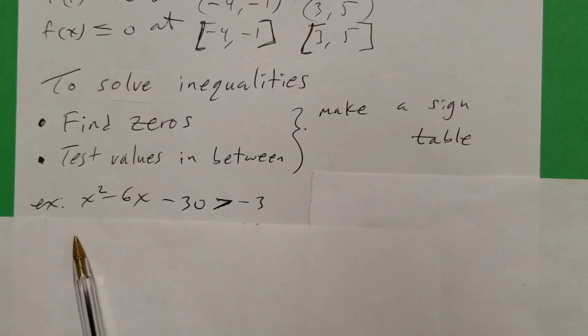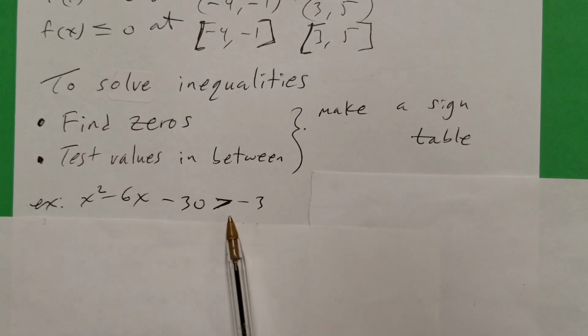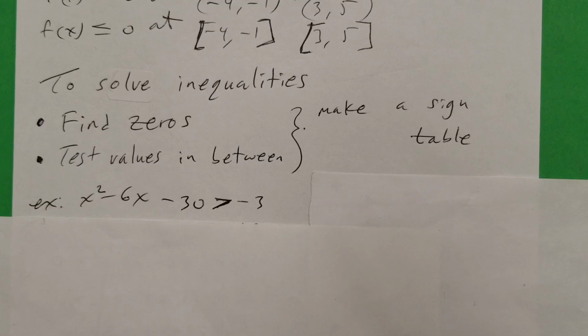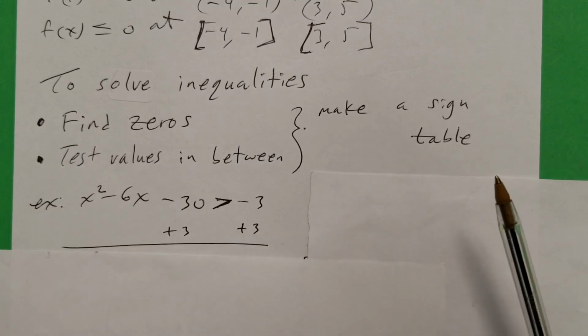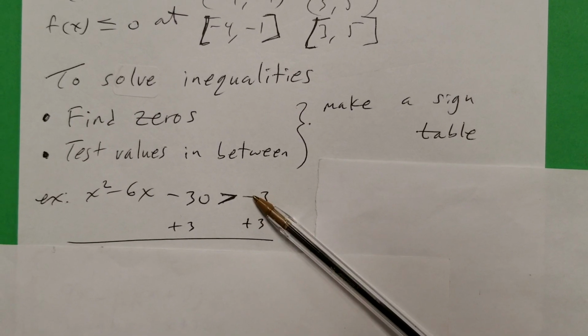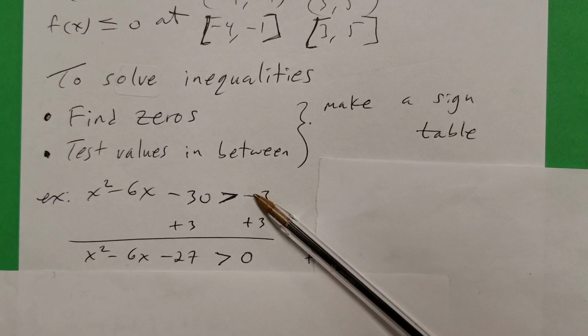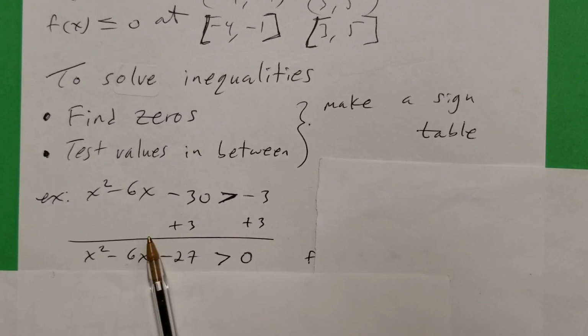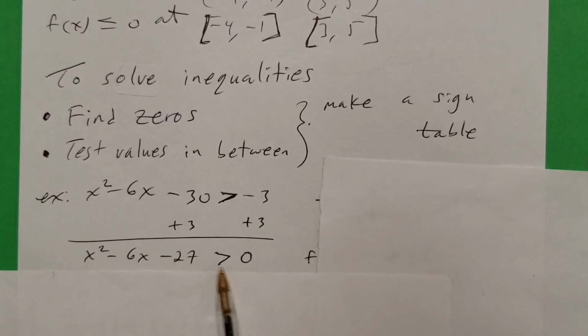So here is a function, right? Greater than -3. First, let's find the zeros. How do you do that? Well, set this to 0, and you get this, right? +3 +3. So this has to be greater than 0.